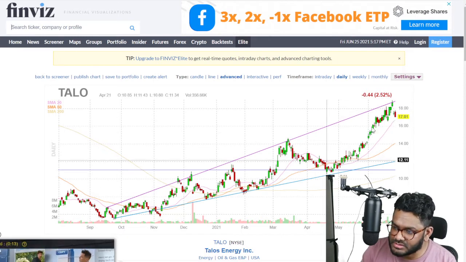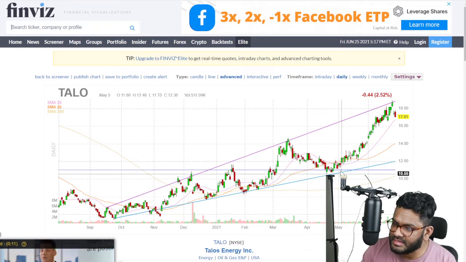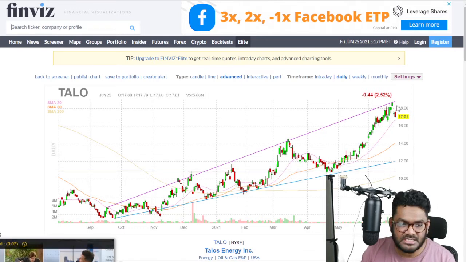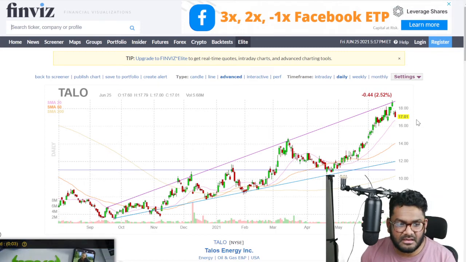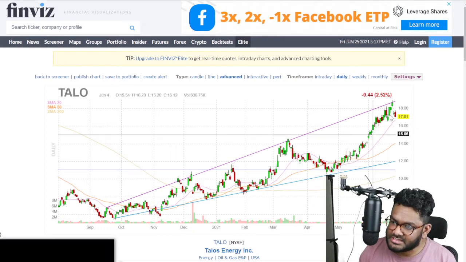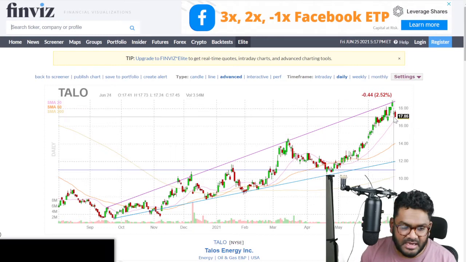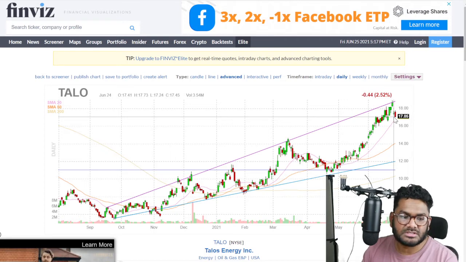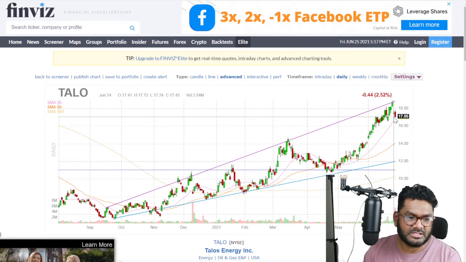It looks like a good company. Since May, it went from $10 all the way up to 18. Within a month or two, getting 100% return is really great. So why is the share price continuously going down? Why is the share price coming down now here? This looks like a good stock as well. Please do some research on this one, guys.